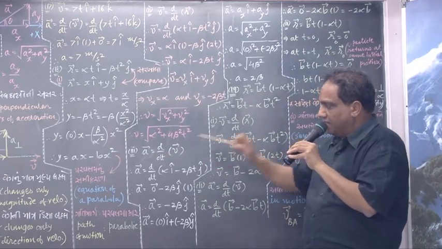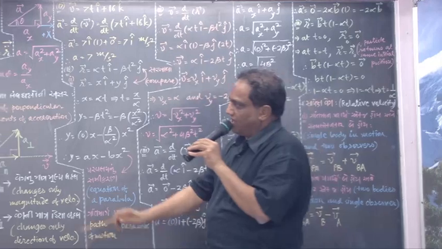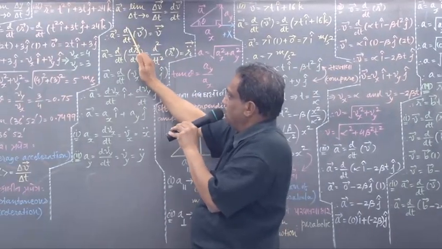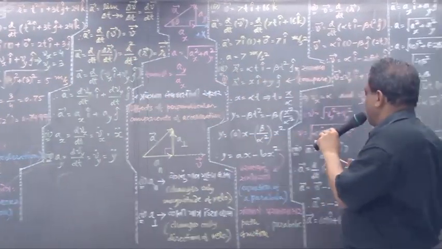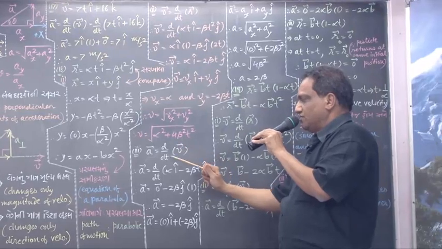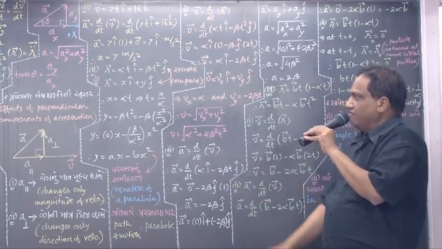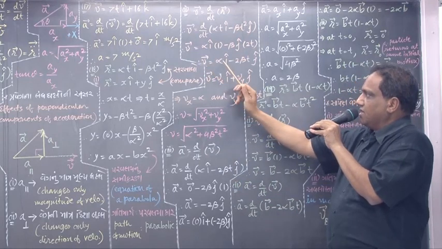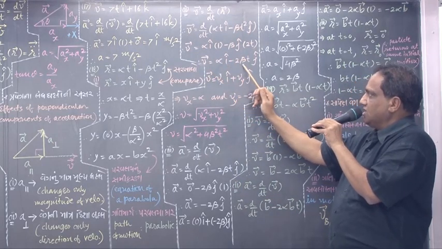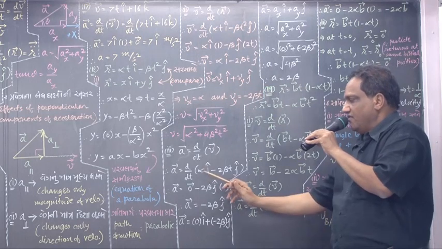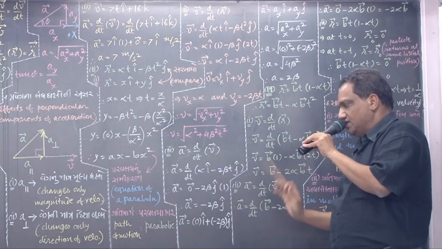Vector A equals d by dt of vector v. When you take the derivative of velocity with time, you get acceleration. d by dt of vector v, the formula we just obtained: alpha i hat minus 2 beta t j hat.